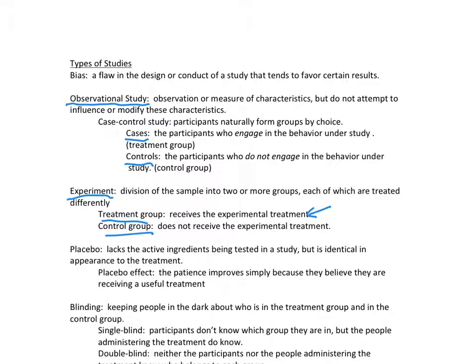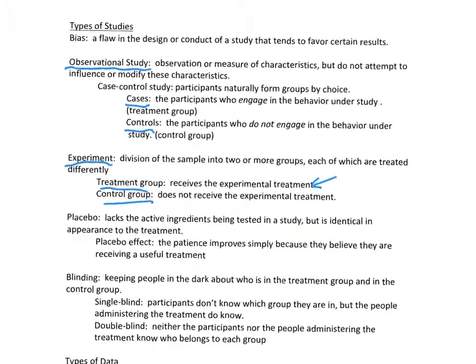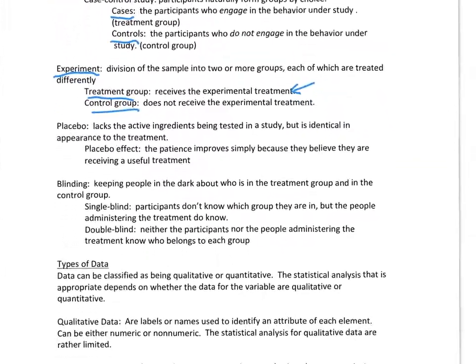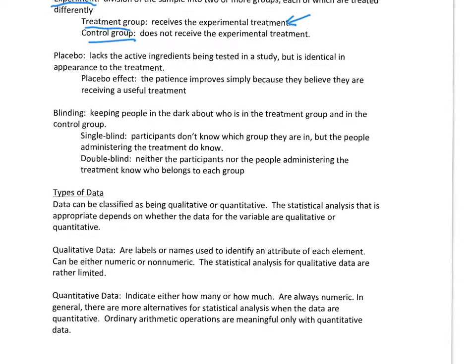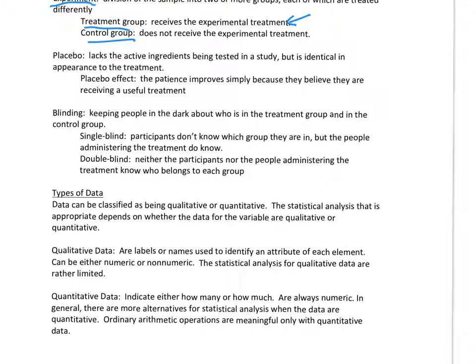Down below we have blinding. Blinding means knowing which group you're in or not knowing which group you're in. If you have a single blind study, it means that if you're one of the participants, you don't know which group you're in. If you're in a double-blind study, well, neither does the person administering the research.